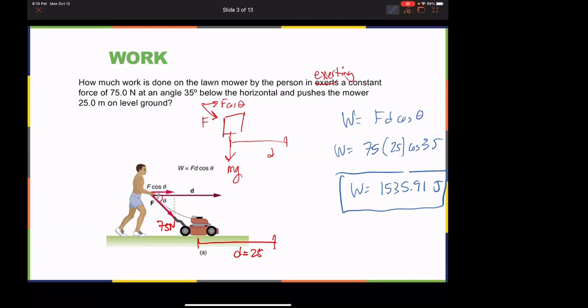I gotta get my other calculator. Oh, here it is. That's the work done in pushing this lawnmower.